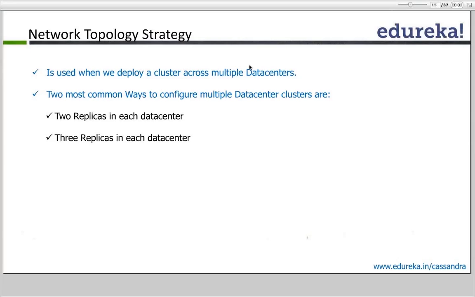Okay, so that's the reason the default is network topology strategy now. Whether you deploy multiple data centers or a single data center, it can comfortably fall back to simple strategy and we get it working. As I said, the most common way is 2 or 3 replicas in each data center, just to make sure that you get all the failover capabilities.